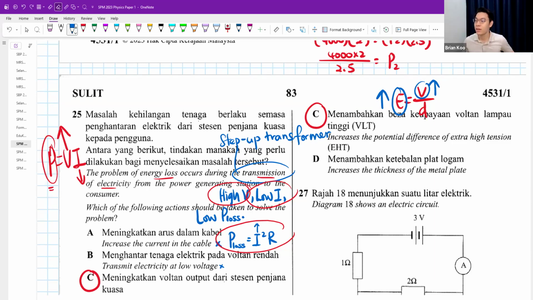So, increase thickness of metal plate. This one also not really accurate. Best answer is C. Okay.